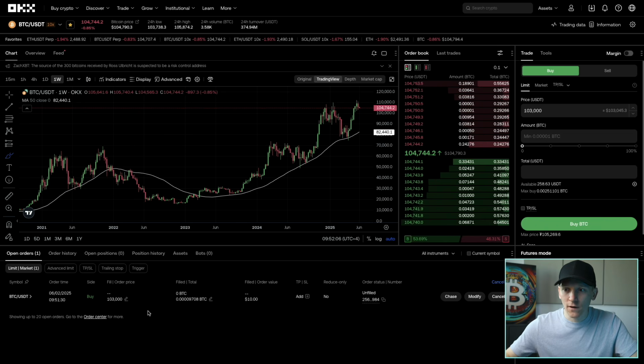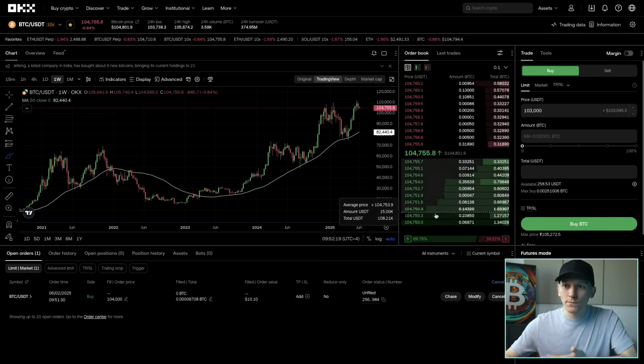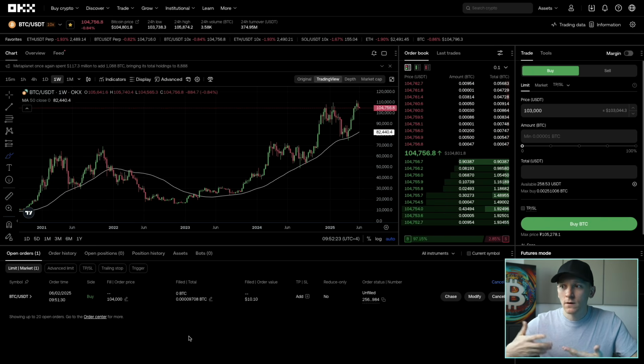You can edit this. So you can see the fill and order price. You can press edit here and you can just go, let's say 104,000. So we'll change it to 104,000, press OK. And now the limit order is changed to 104,000. So we've moved up the order book, right? We're now bidding up higher than a lot of other people below us. But again, we haven't traded because the price is still too high for us.